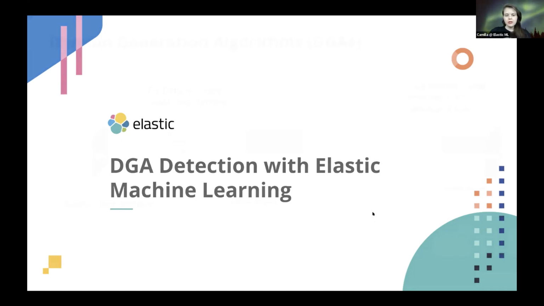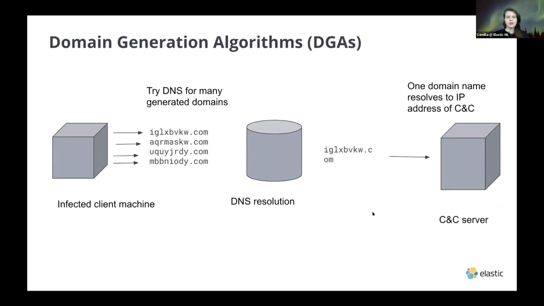So first of all, what is a domain generation algorithm, and why would we be interested in detecting if there is some DGA activity on your network? So let's start by considering malware. Once malware has infected a target machine, it usually needs a way of communicating with a server that is controlled by the attacker. So this is a so-called command and control server, or a C2 server.